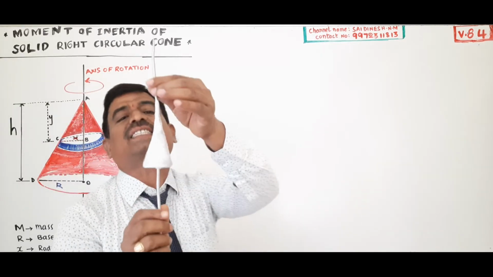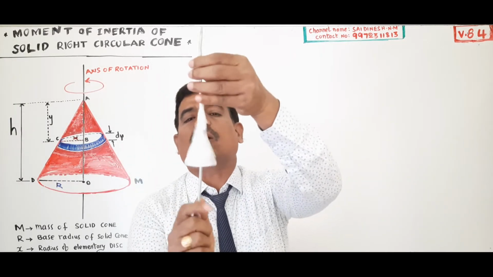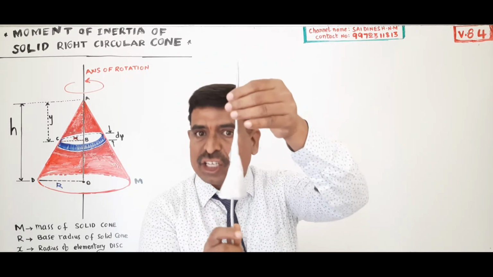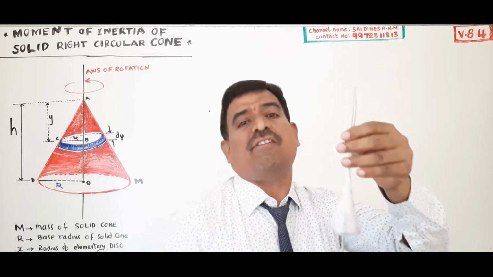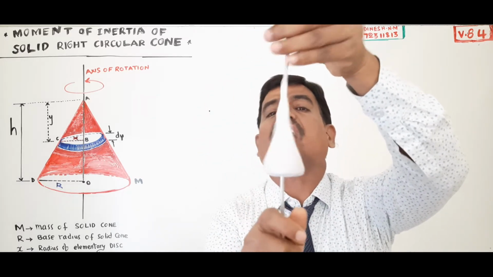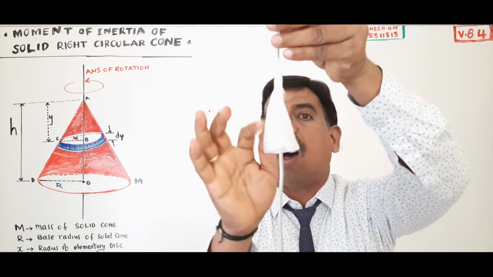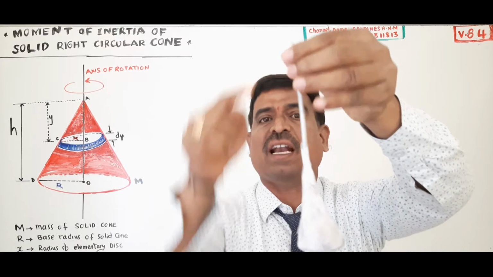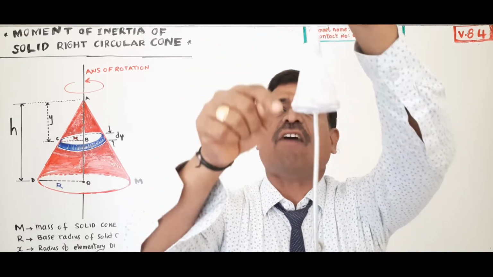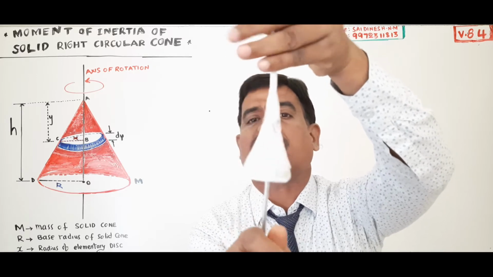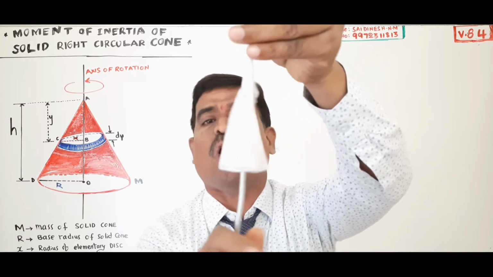Now this is the solid cone. It is rotating about the axis. Moment of inertia gives the information about how difficult it is to change the rotational velocity of an object rotating about the given axis of rotation. This is the axis of rotation. Now we are finding the moment of inertia of a right circular cone.